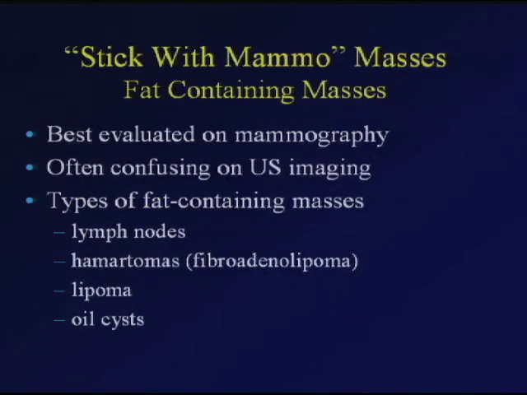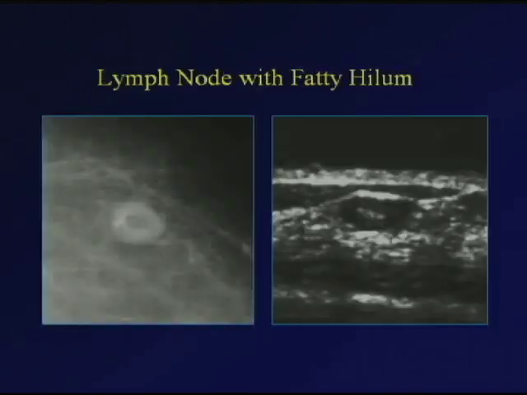Now, there are a number of masses that we see on mammography that contain fat. And when you see masses that contain fat, generally mammography is the way to go for diagnosis, because ultrasound itself can be rather confusing. And examples of fat-containing masses on ultrasound include lymph nodes, hamartomas, or the fibroadenolipoma, lipomas, and oil cysts. And just a few examples of those. Here we see a fairly typical lymph node on mammography, and this is what it looks like on ultrasound.